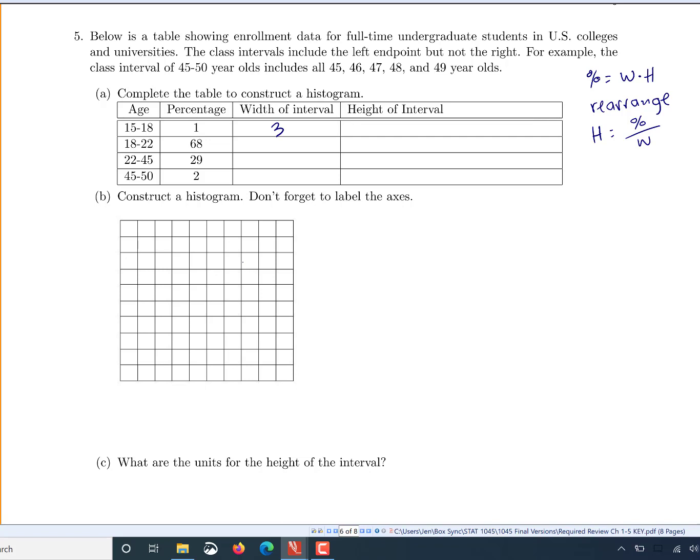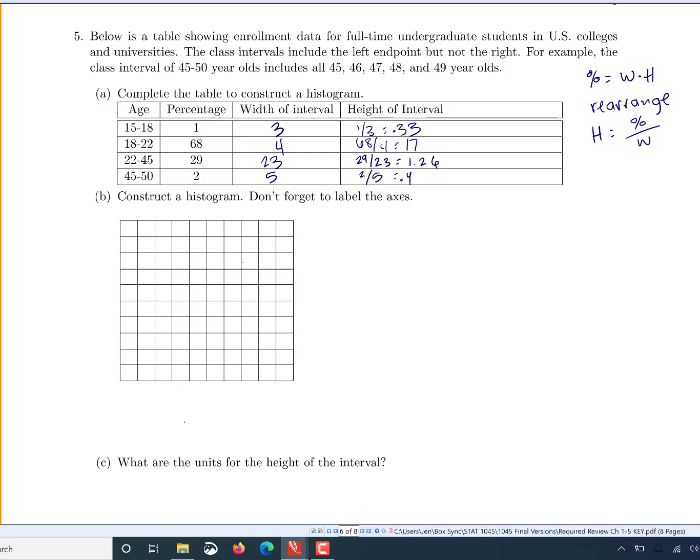So let's see, first one, for my height, my percentage is 1, my width is 3, so I'm at 0.33. Okay, next I have, let's see, what's my width? 18 and 22, that's a difference of 4. So my width is 4, so I have 68 divided by 4, which equals 17. And then 22 to 45, that's going to be a difference of 23. And my percentage is 29. So 29 divided by 23 equals 1.26. And 45 to 50, that's a width of 5. My percentage is 2, so 2 divided by 5 is 0.4.